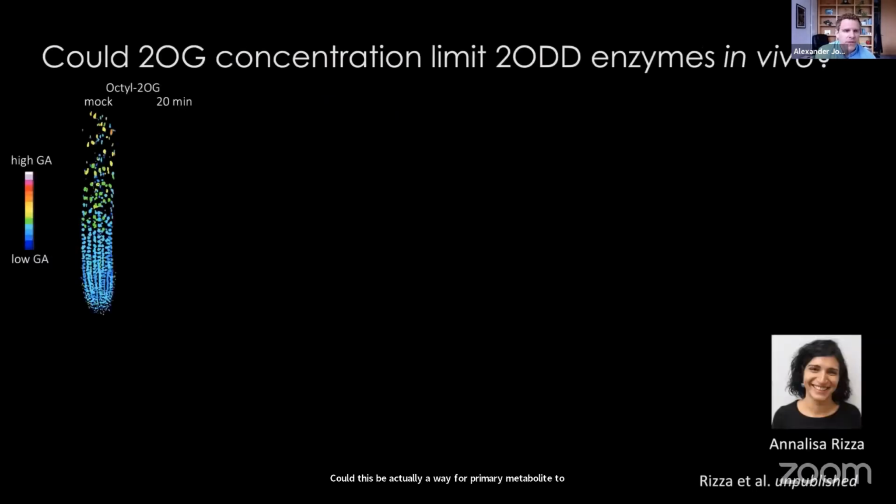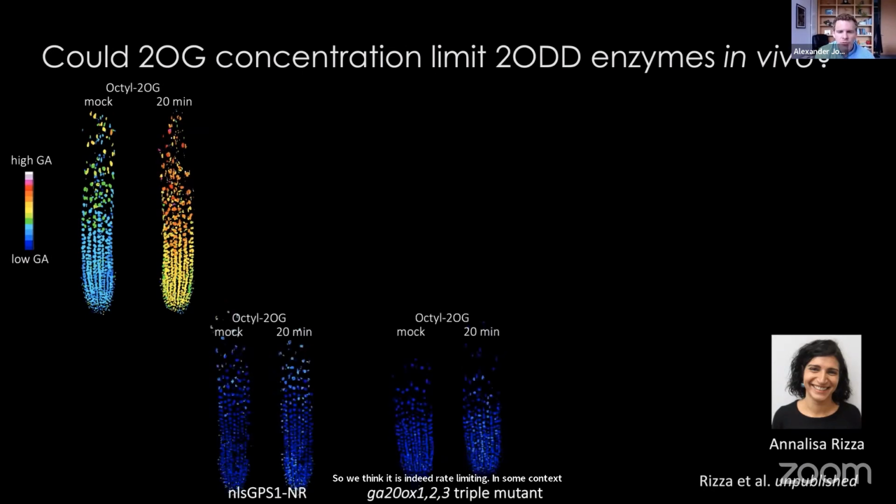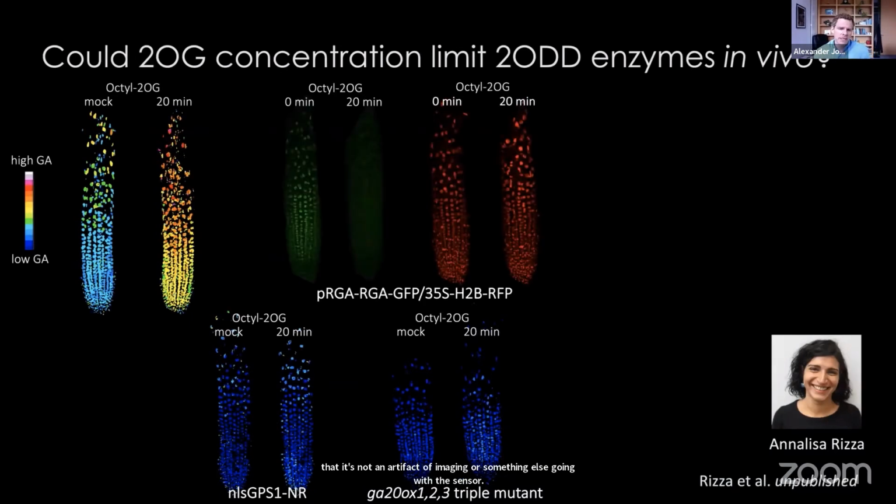Could this be a way for a primary metabolite to regulate these important enzymes, which had never been shown in vivo? Annalisa has been able to show that 2-oxoglutarate does indeed induce GA accumulation in roots, even in the wild type context. So we think it is indeed rate limiting in some contexts for gibberellin biosynthesis. We've been able to show with some control biosensors and some biosynthetic mutants that it's not an artifact of imaging or something else going on with the sensor. We've also shown with the signaling reporter, DELLA-GFP, that this GA accumulation does seem to signal and act to degrade DELLAs.